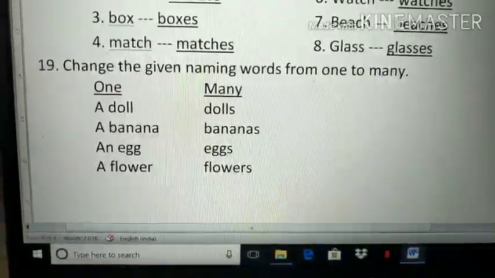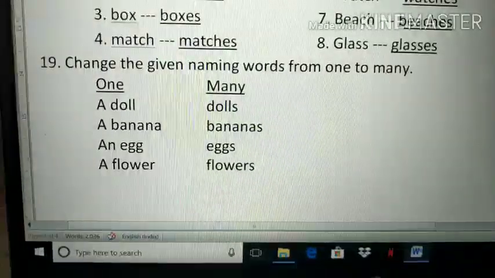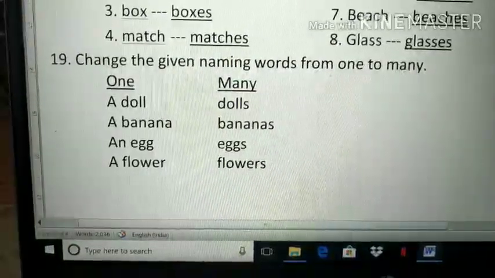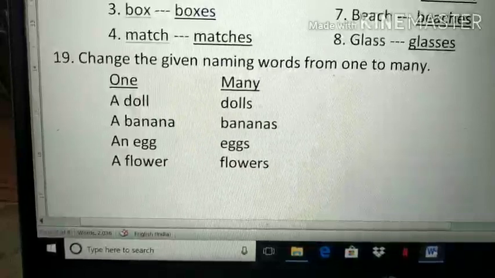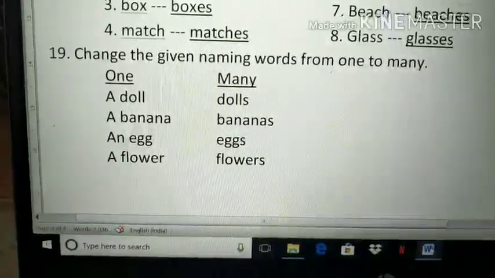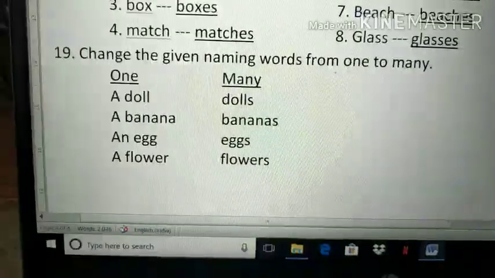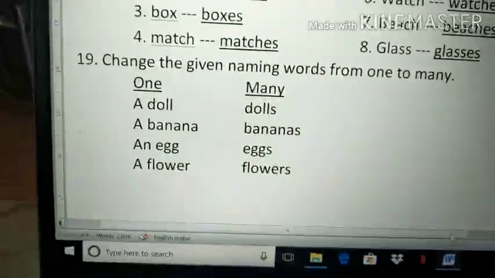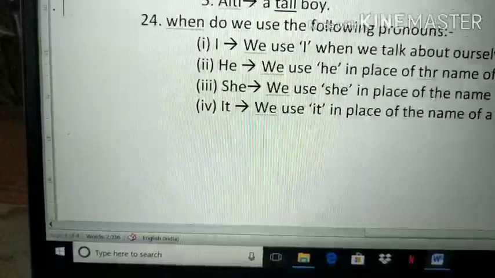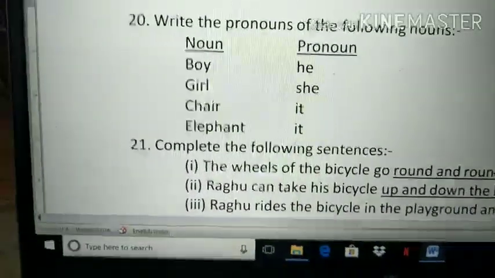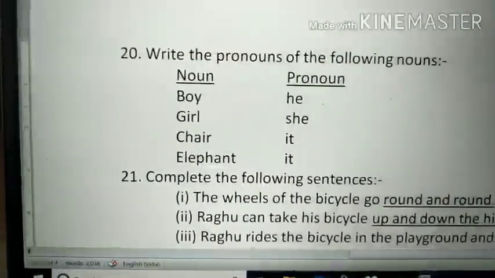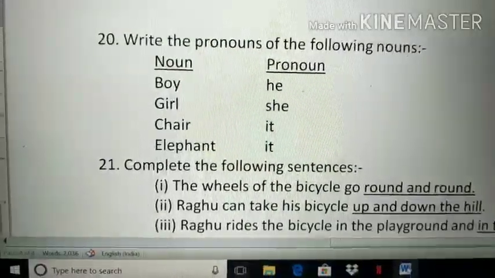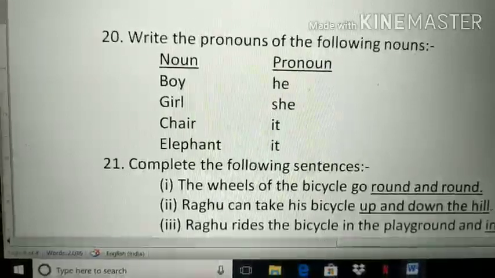Question number 19. Change the given naming word from one to many. Dolls, banana, egg, flowers. Question number 20. Write the pronoun of the following nouns: boys, girl, chair, elephant.